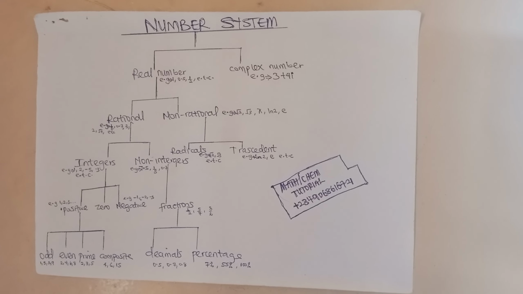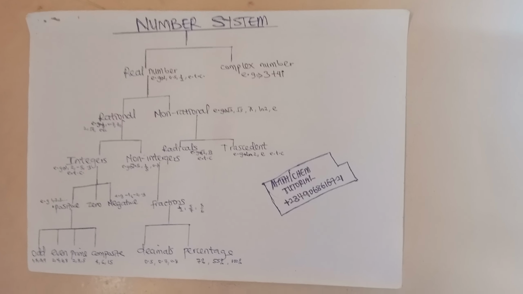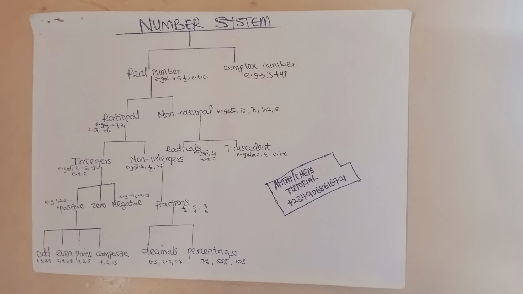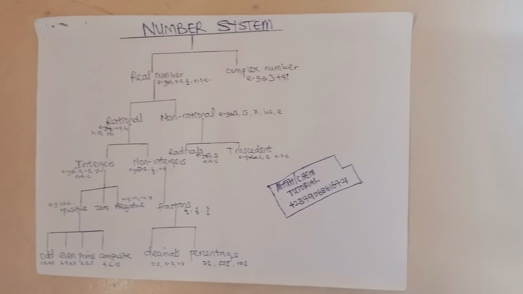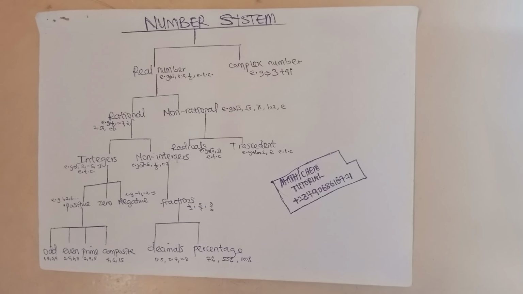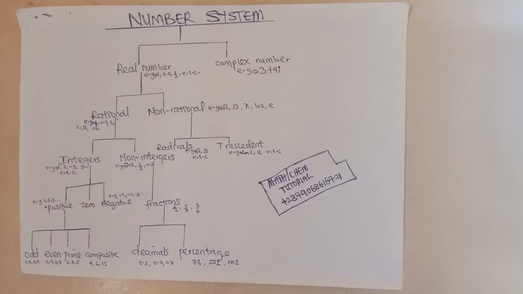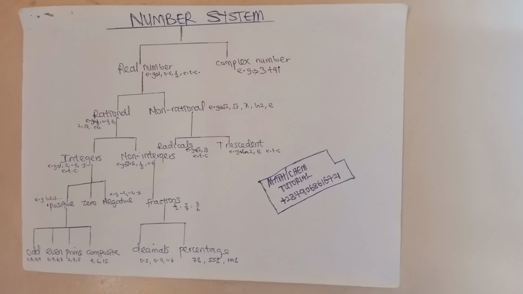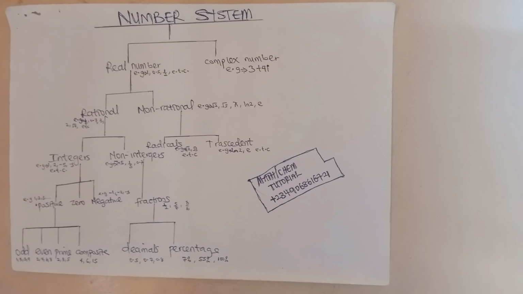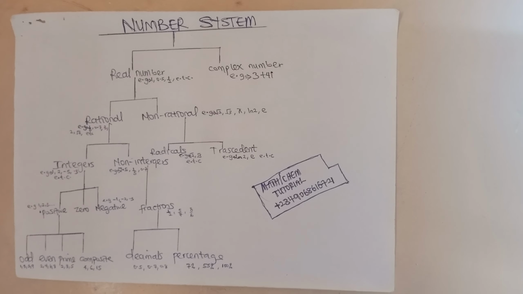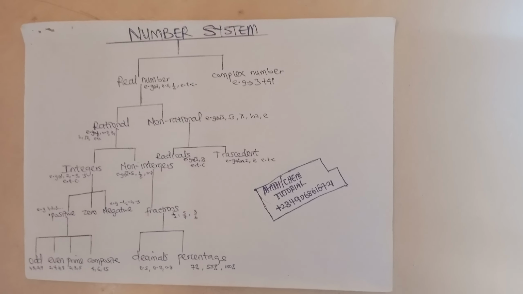Now, what are the positive? Starting from 1, 2. 1.1, 1.2 is a non-integer. But positive integers, they are what? 1, 2, 3, 4, 5, 6, and so on. 0, and the negative integers, they are what? -1, -2, -3, -4, -5, -6, and so on.